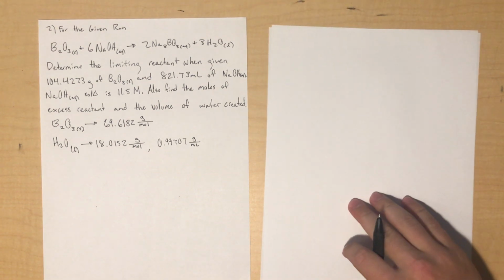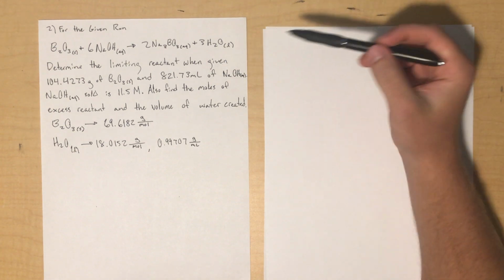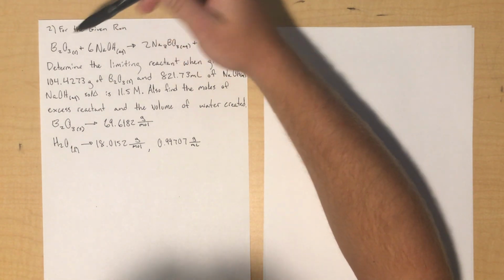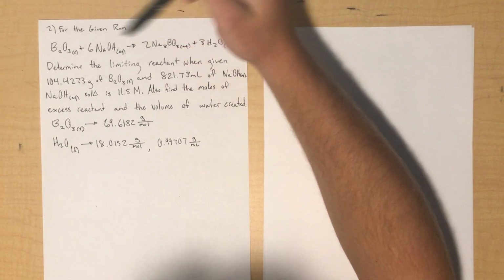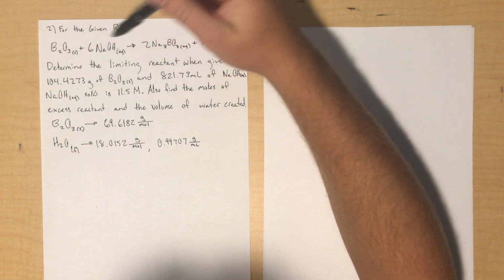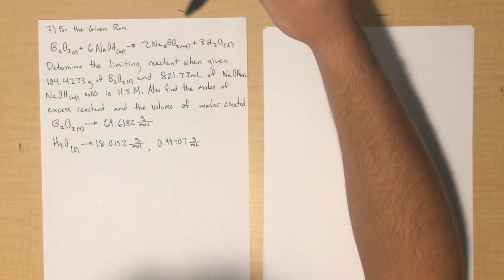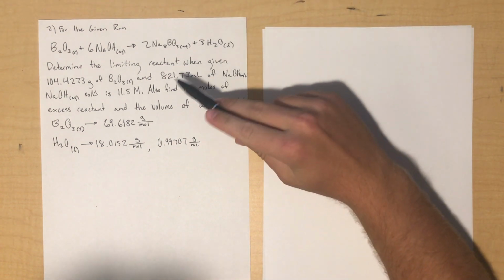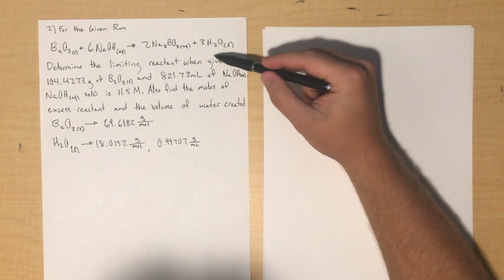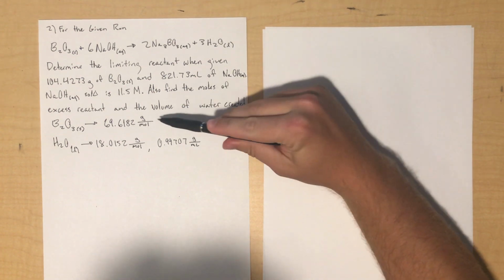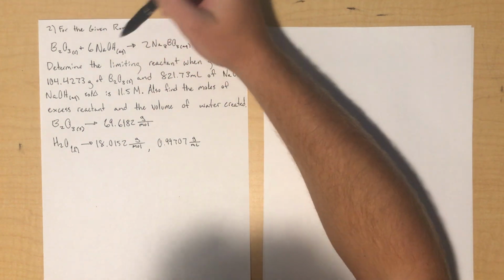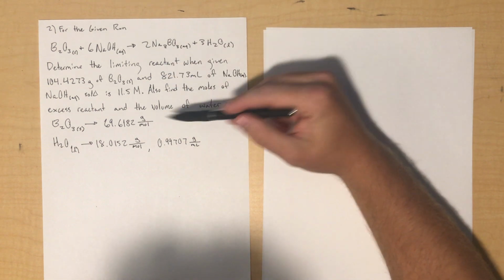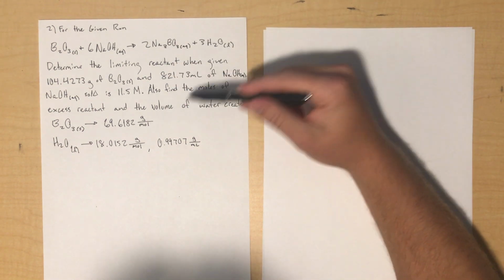So what we want to start with is determining the limiting reactant. So again, we need to take each of the reactants and convert them into a product. And we want to convert them both into the same product to see which one is the limiting reactant. So I'm going to start with B2O3, and I'm going to pick H2O as the product to go to, because eventually one of these is going to be determined to be the limiting reactant, and we'll be able to take that straight into making it into the volume of water created.